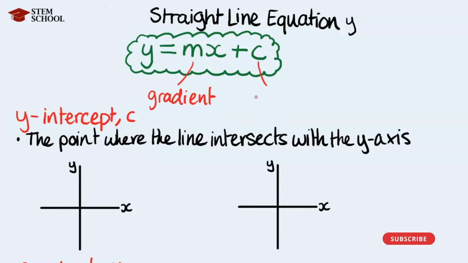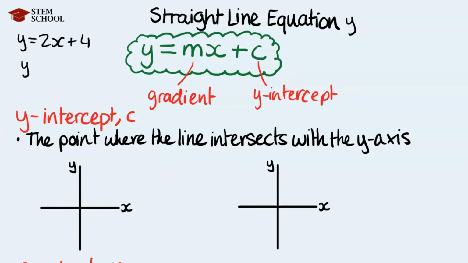Then we have the letter c. Now, the letter c is the y-intercept. Now, the y-intercept is where the line cuts the y-axis, okay? So this is y is equal to mx plus c. So you'll get equations like this. So y is equal to 2x plus 4. Or you can get something like y is equal to minus 3 over 2 x minus 2, okay?